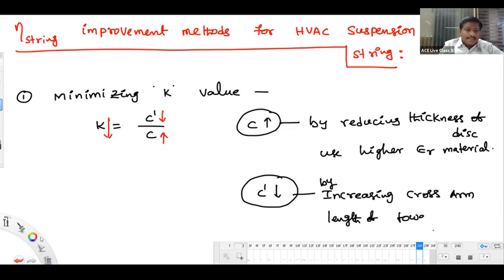Okay, so the first method, increasing C, may not be suggested at all. And the second method, decreasing the value of C dash, is suggested, but only up to some extent, because the cost of the tower is more, right? If we go for higher and higher lengths of cross arm, the cost of the tower is going to increase. So C dash decrement is suggested only up to some extent. In that perspective, practically speaking, in an economical way, the K value will be maintained in the range of 1 by 10 to 1 by 6.